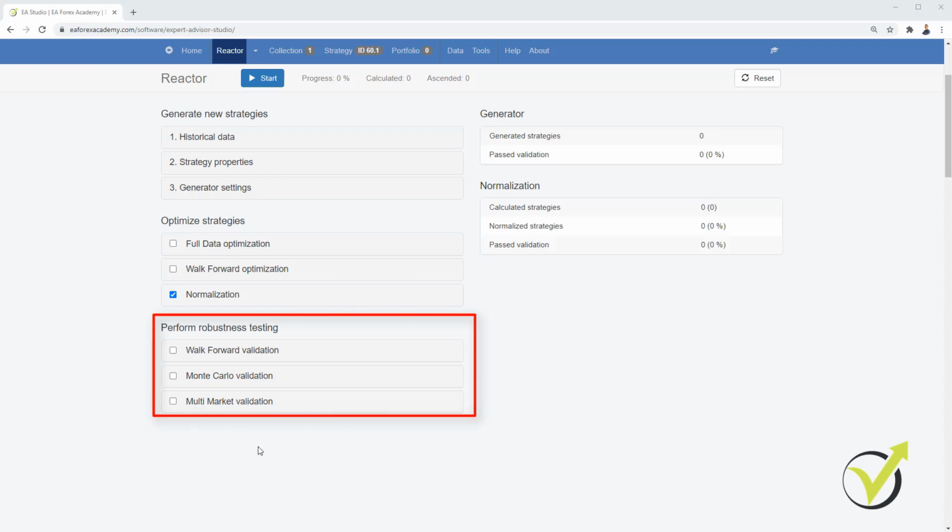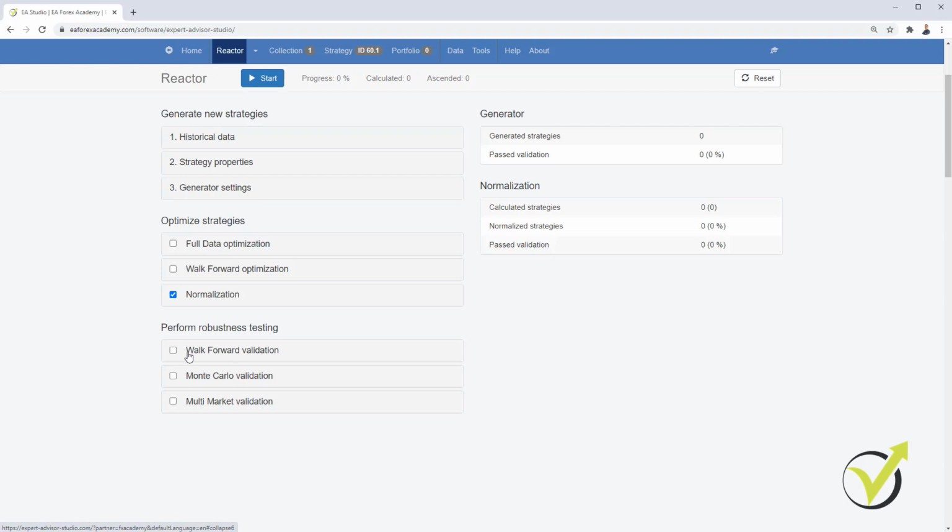And something very important to note is that when we use the optimization, any of the three, this will change the strategy that comes from the generator. But the robustness testing will not, okay? It will not change it. It will just test if it is robust. And this is possible again with three different options.